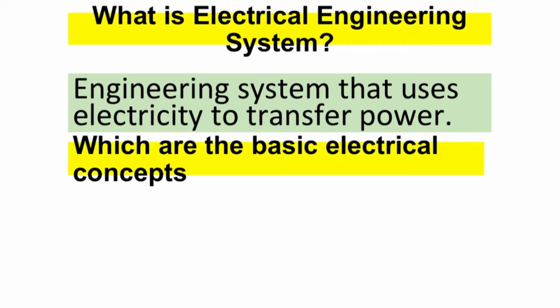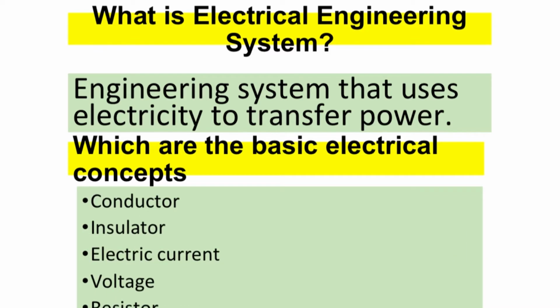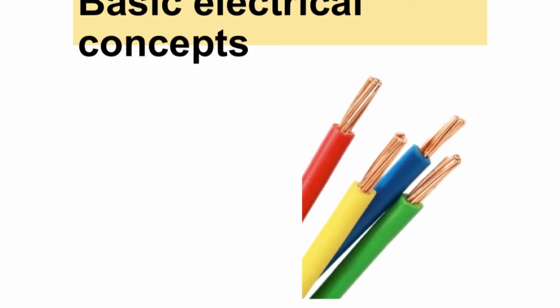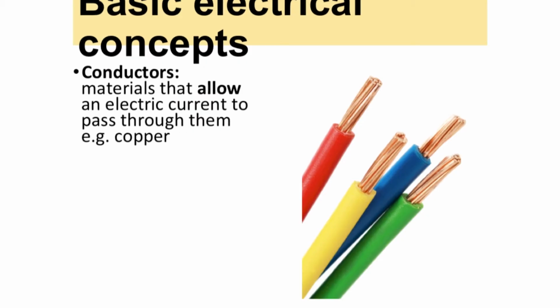Now we want to discuss the basic electrical concepts. We have 5 basic electrical concepts: a conductor, an insulator, electric current, voltage, and a resistor. Now we are going to discuss the function of each electrical concept. Firstly, as you can see from the picture, it's a cable which we are all familiar with.